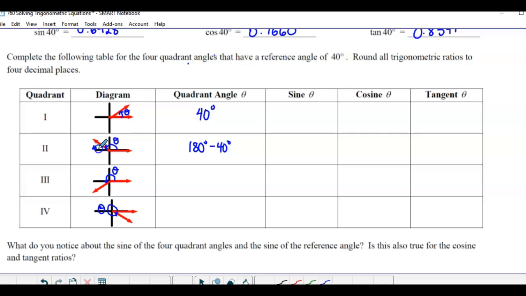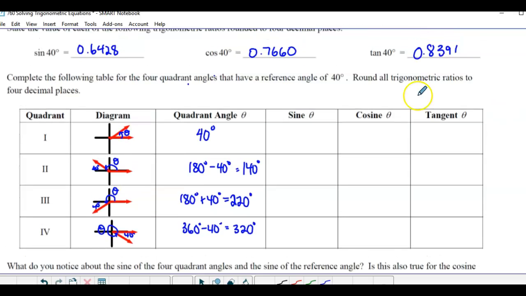Because this is 40 in here. This is 40 in here. This is 40 in here. So that would be 140. This one here would be 180 plus 40, which is 220. And this would be 360 minus 40, which is 320. Okay. So now when we get sine, cos, and tan for 40 degrees, we already did that, so you can just copy down from above.